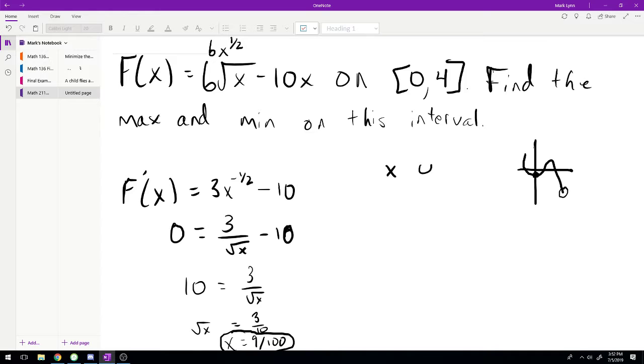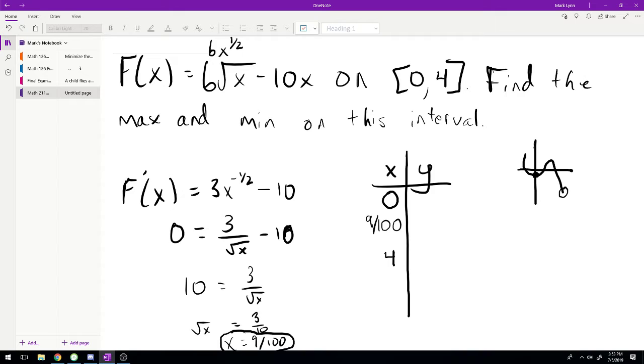So now what I like to do is I just like to make a small chart. So I'm going to put all the x values that I'm testing over here and all the y values that I'm testing over here. And like I was talking about earlier, we need to test both of the endpoints, 0 and 4, but also any critical points that we get within that interval. So we'll be testing 0, 9 over 100, and 4. And what we want to do is we want to plug each one of those values back into the original function to see which one's the largest and which one's the smallest.